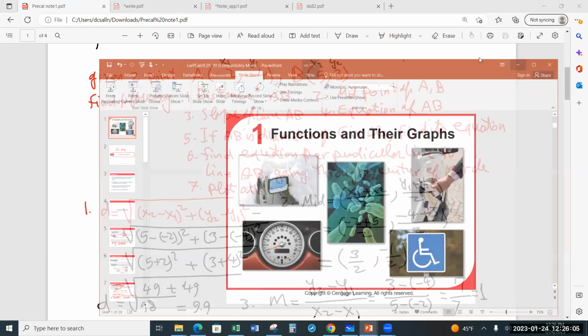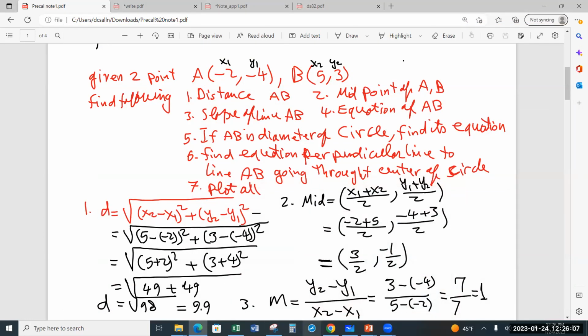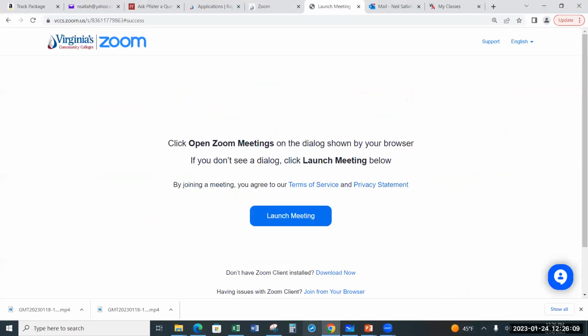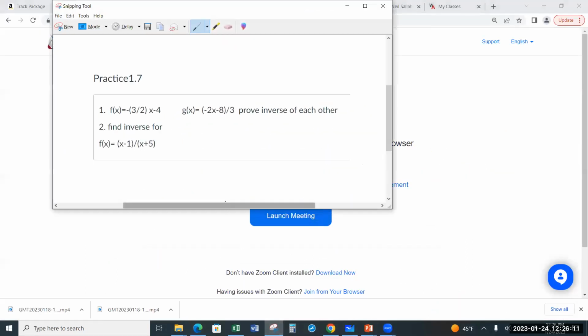So let's see what practice you can do. Okay, practice 1.7. If you look it up, please practice this for your own benefit. The first question is prove they are inverses of each other. We did the example, and find the inverse of this function. So we already solved 2 examples, just follow the process exactly, and you get it done.